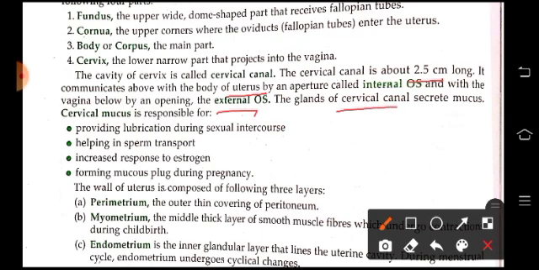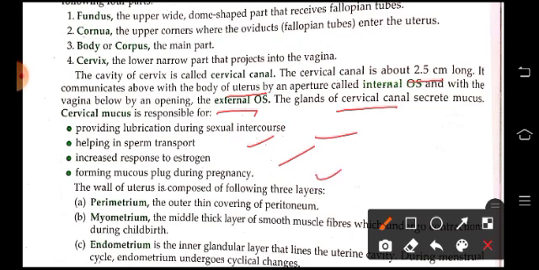Now, this cervical canal secretes mucus, which has particular functions. It provides lubrication during sexual intercourse. It helps in sperm transportation. It also increases response to estrogen, and it also forms a mucus plug during pregnancy.